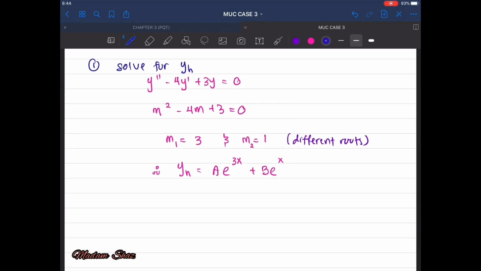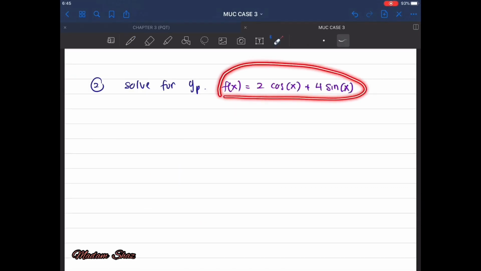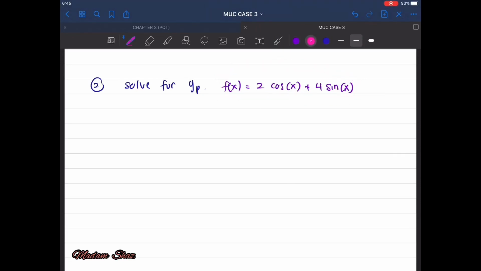So now, step number 2, solve for yp. Based on our f(x), 2 cos x plus 4 sin x, how to write your yp? We change the constant 2 and the constant 4 into other constants, which are C and D. So yp will become C cos x plus D sin x.